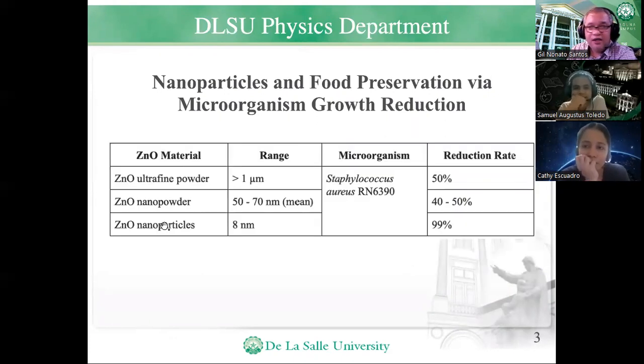So for our reference, zinc oxide is actually used for food preservation and also to reduce microorganisms. For ultrafine powder of greater than 1 micrometer, Staphylococcus, for example, is the microorganism. The reduction rate is 50%. For nanopowders between 50 to 70 nanometers, the reduction is between 40 to 50%. And for nanoparticles of 8 nanometers, the reduction rate is 99%. So the smaller the size, the better.